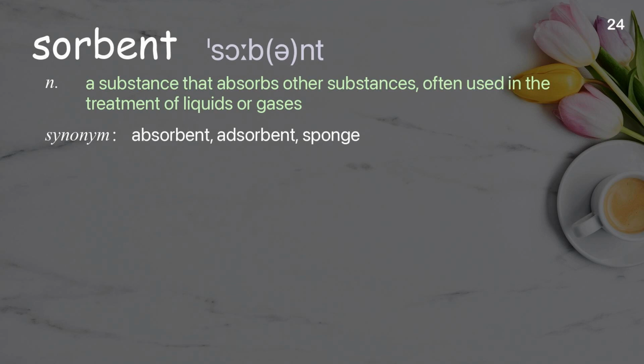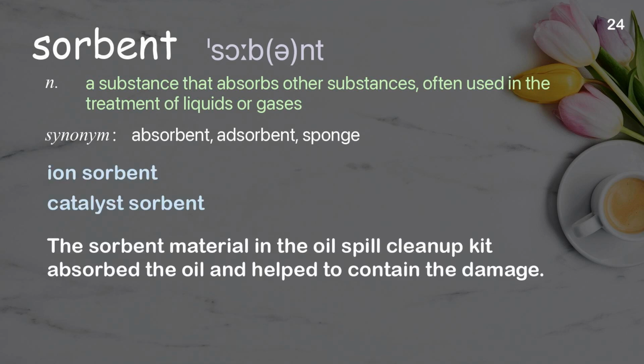Sorbent. A substance that absorbs other substances, often used in the treatment of liquids or gases. Examples: Ion sorbent. Catalyst sorbent. The sorbent material in the oil spill cleanup kit absorbed the oil and helped to contain the damage.